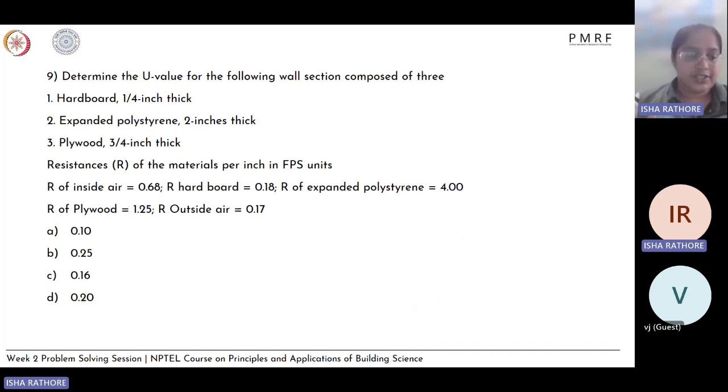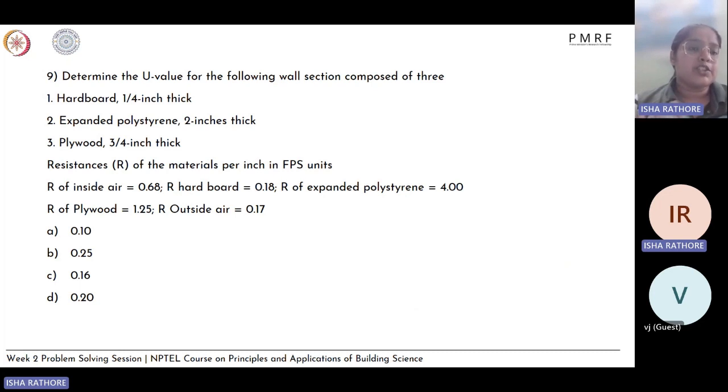Okay, moving on to question 9. So now we look at calculation of U value, but this is slightly from the perspective of thermal resistance and not L by K. So we have to determine the U value for the following wall section composed of three layers.